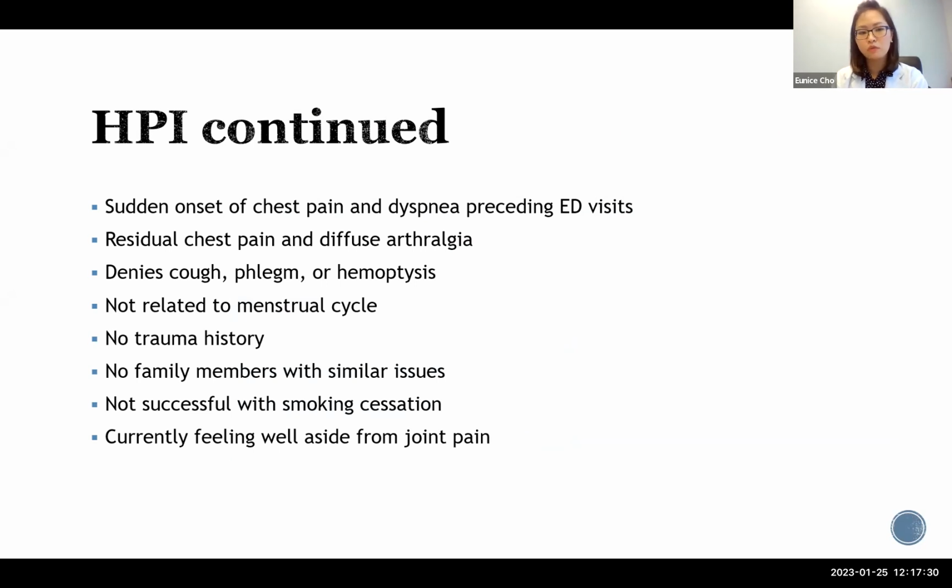But in between her pneumothoraces, she continued to have some residual chest pain, and she complained of really diffuse joint pain everywhere, which has been going on for many years. She does not have any chronic cough, phlegm production, or hemoptysis. She said it wasn't related to her menstrual cycle. She had no chest trauma history, and no family members with similar issues. She knew that smoking itself was a risk factor for recurrent pneumothorax, but she was unfortunately not able to quit smoking. She told me when she was seen in my clinic that she was feeling well otherwise, aside from joint pain.